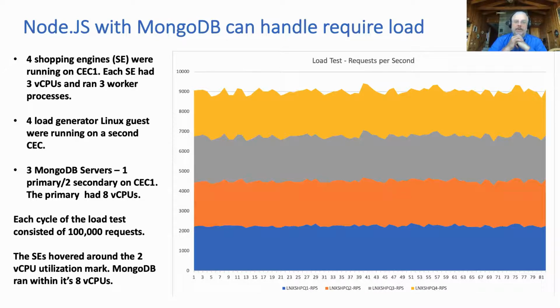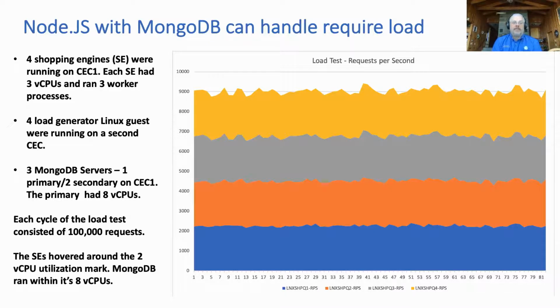And as you'll see in a little bit, we found that the OSA card was really our limitation at this point, not the systems and the Linux guests themselves. But here we can give you a little bit of an interface of what we actually ran, right? We had 3 virtual CPUs that ran on the shopping engines. The 4 load generator guests really cranked up the message volumes.